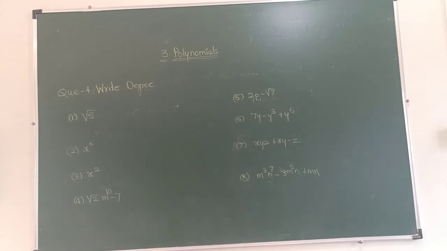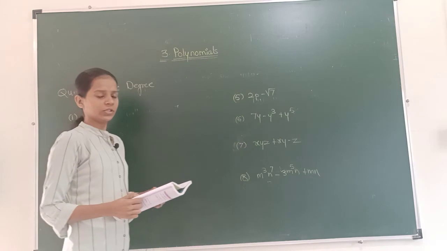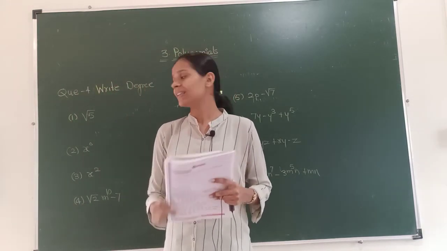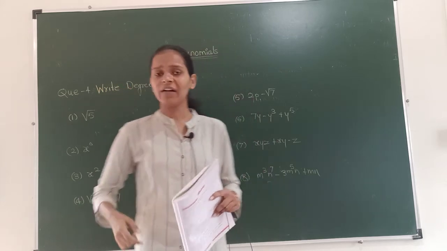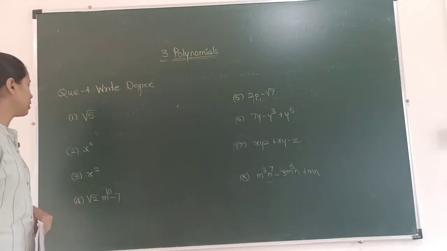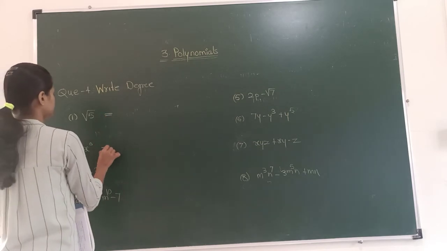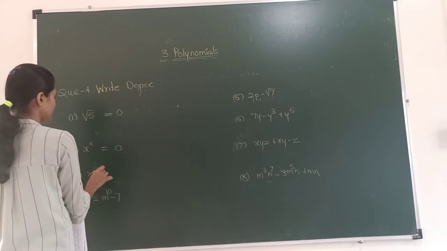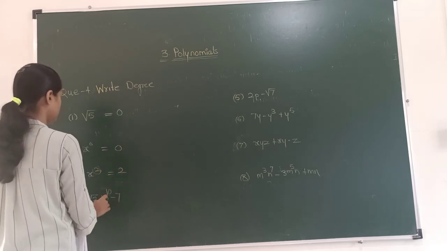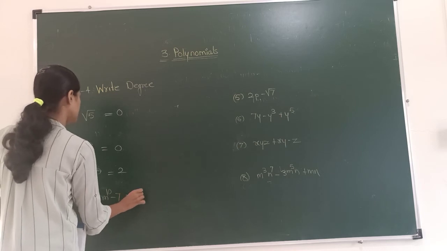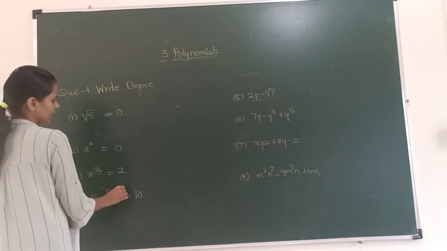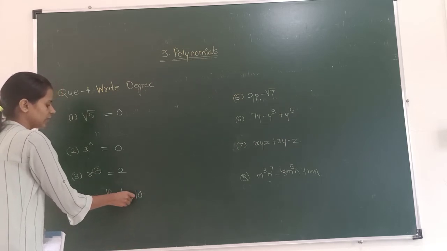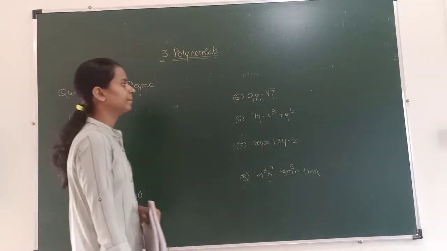See, question number 4 is write the degree of given polynomials. Degree is what? The greatest power of the given polynomial is the degree of the polynomial. Here, what will be the degree? Degree will be 0. Here, power is 2, therefore it will be 2. Here, power is 10, so it will be 10. The greatest power, okay? Here power is also 1, but you can't write 1 because the greatest power of the given polynomial is the degree.